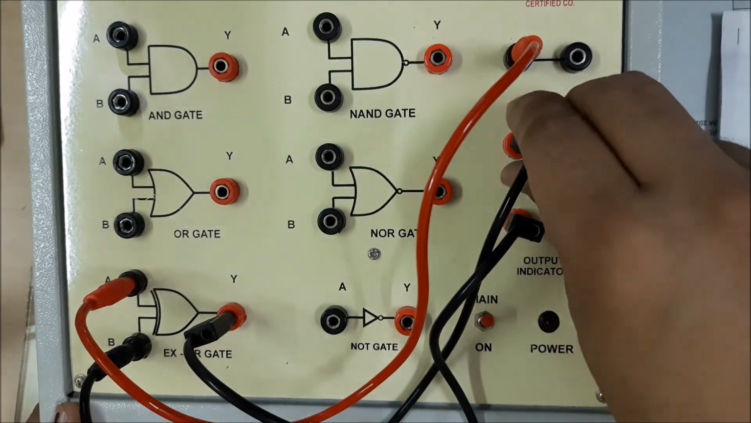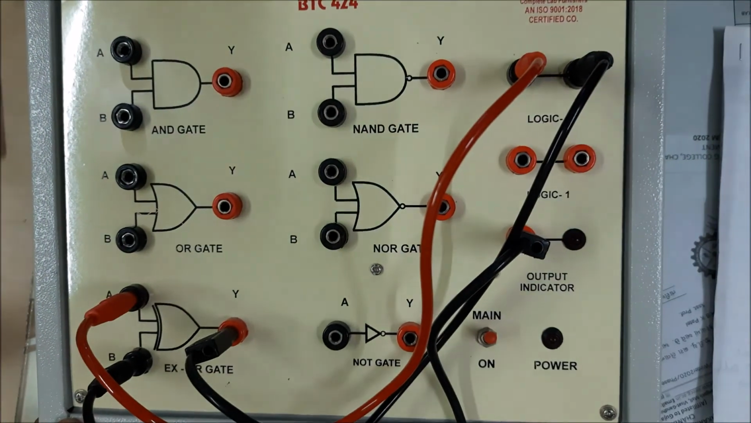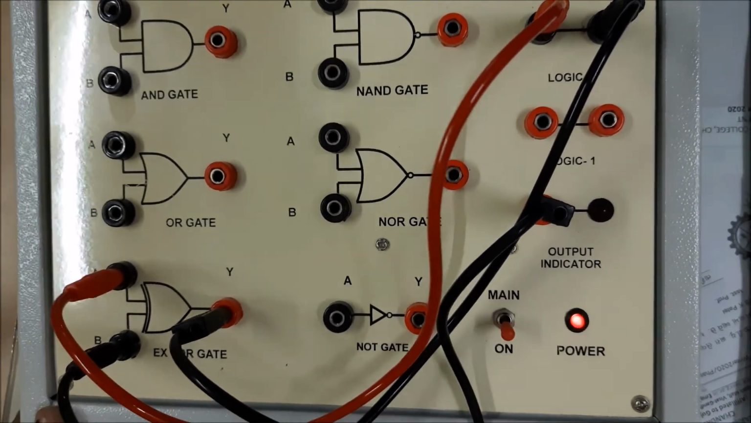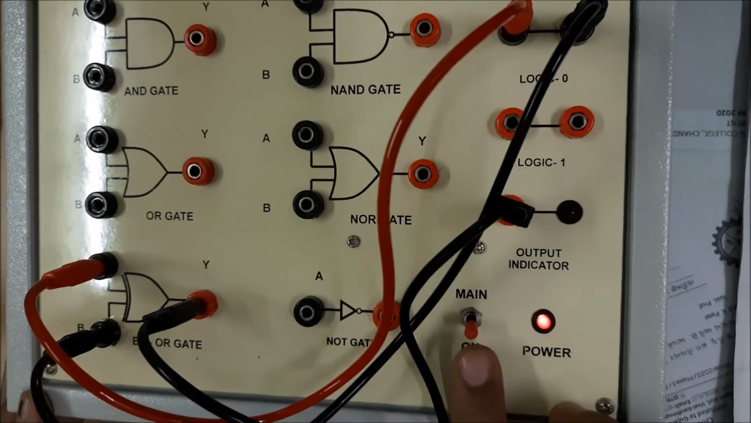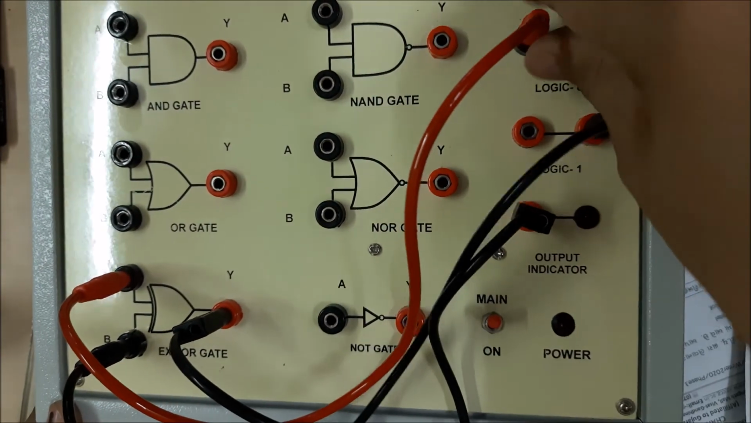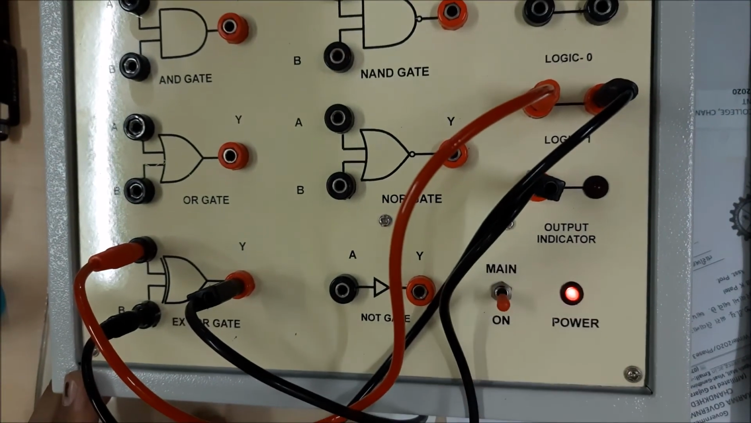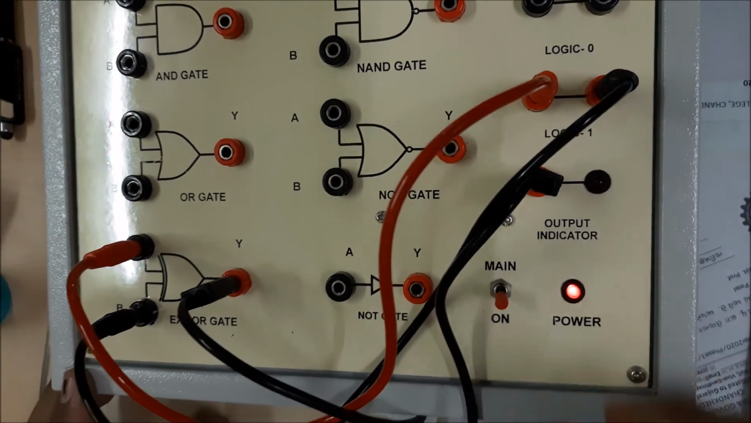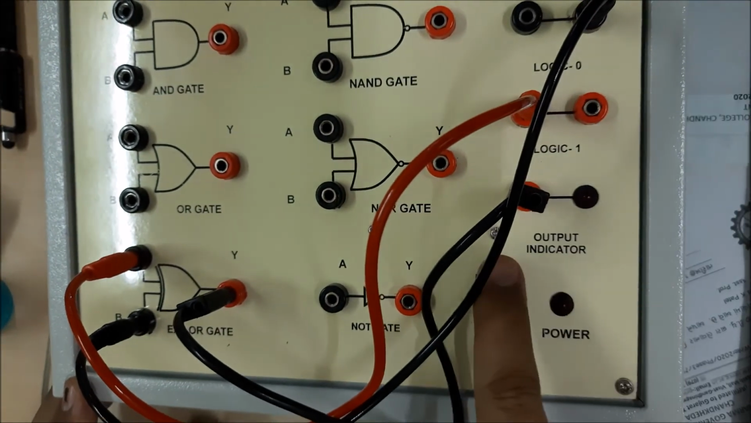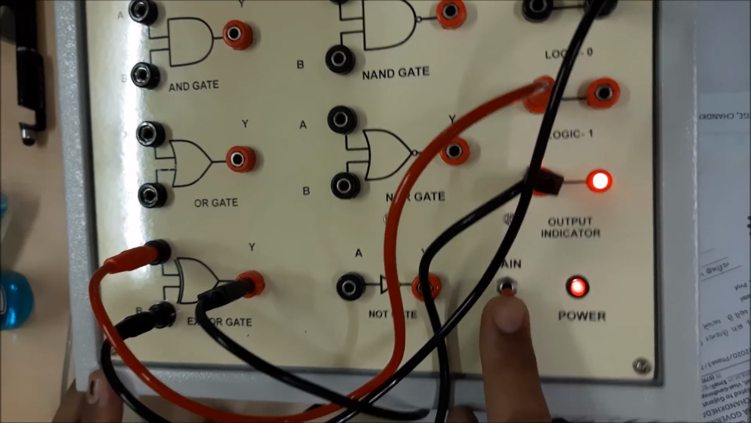Now let me make two logics same. Input B I am changing to logic 0. So I have changed A and B equal to 0. So output is 0. Further, let me change both the inputs to logic 1, at same logic level, then also my output must be 0. This is verified. Again I am changing one of the inputs to another logic level, my output is 1.